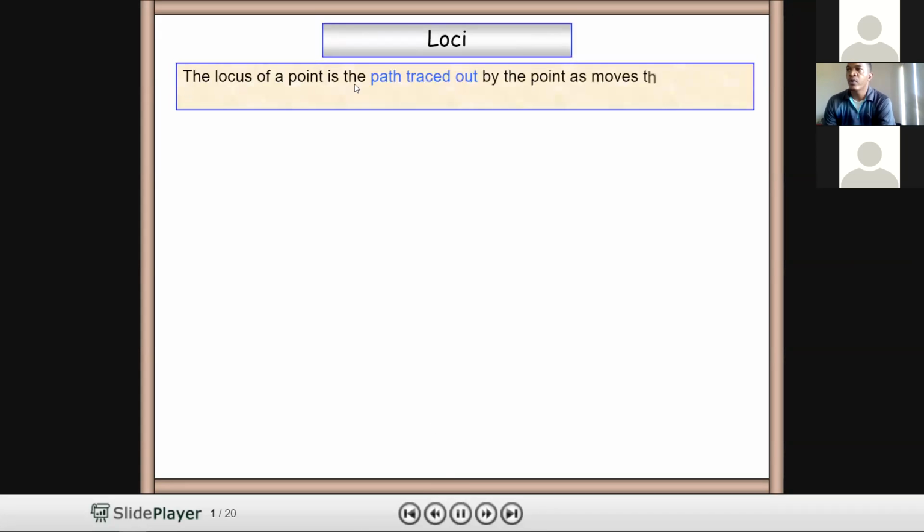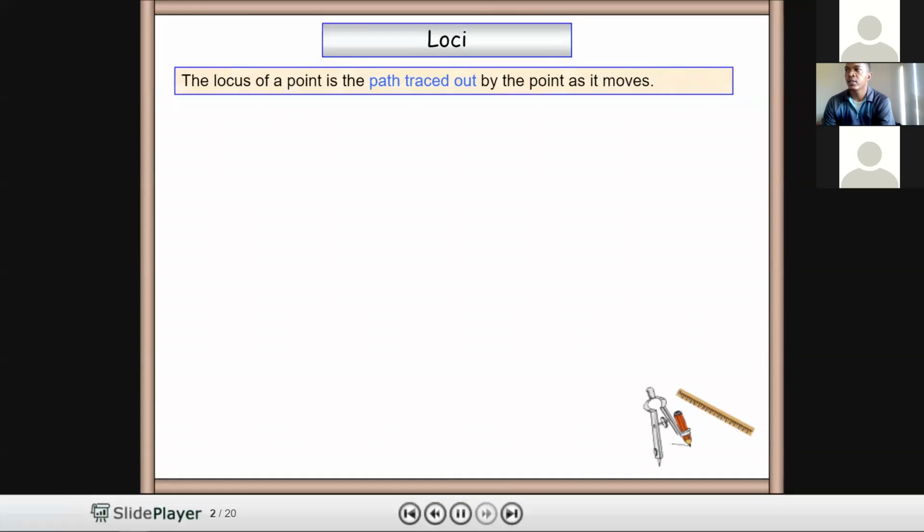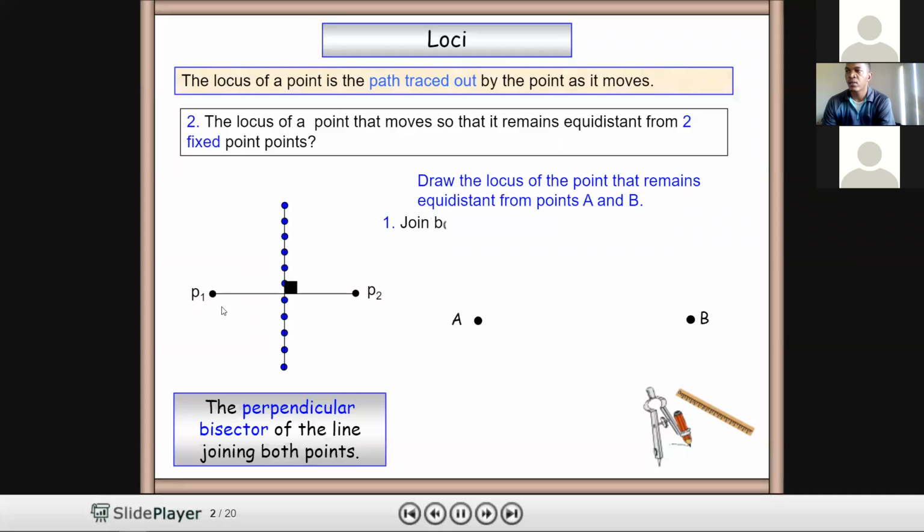The locus of a point is the path traced out by a point that has moved through 2D or 3D shapes. In locus problems, you have to find the path of a given rule or rules, and that's basically what we are referring to. So the locus of a point, the path traced out, is as follows. We now have perpendicular lines. Let's first look at this one.